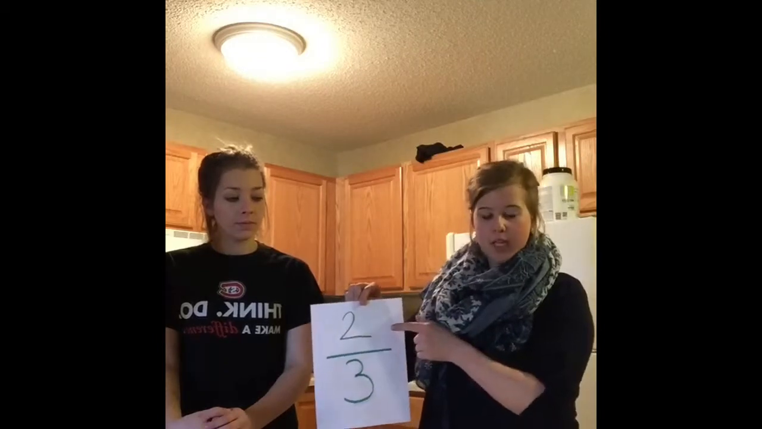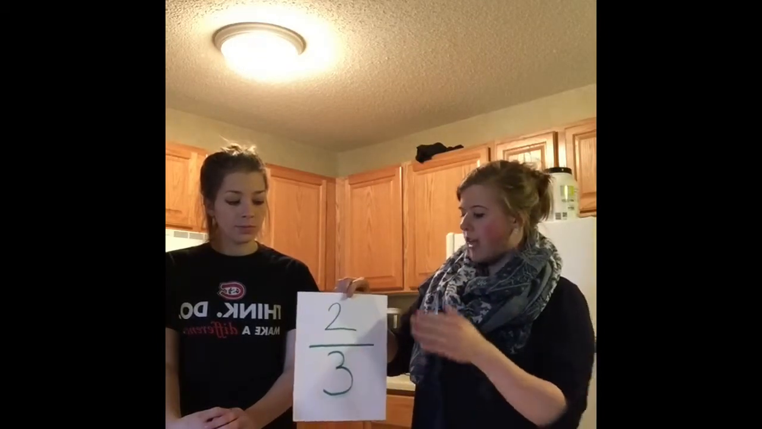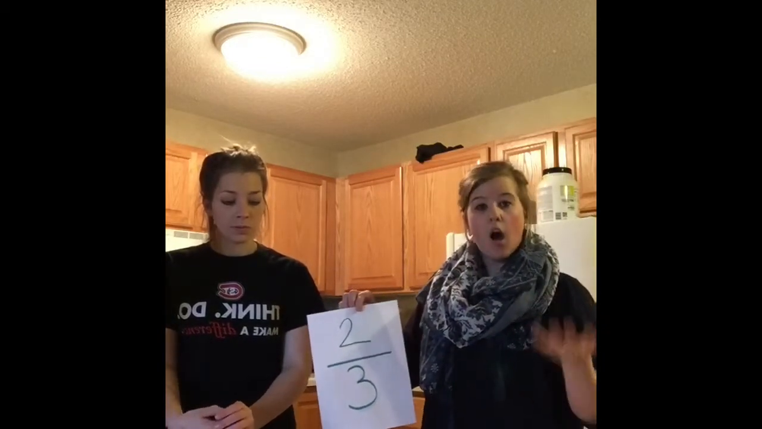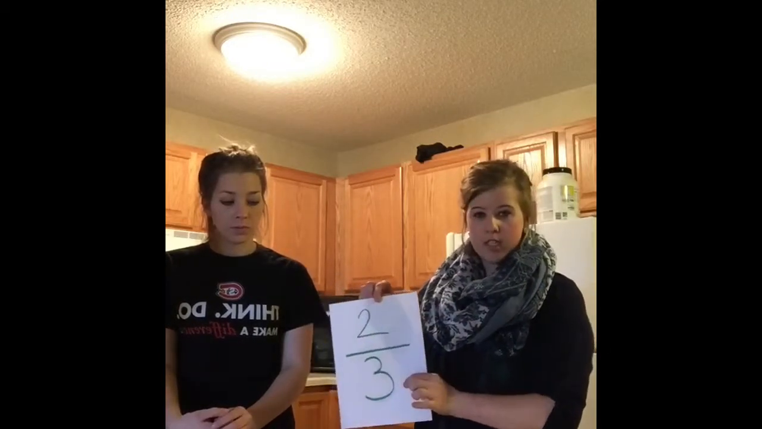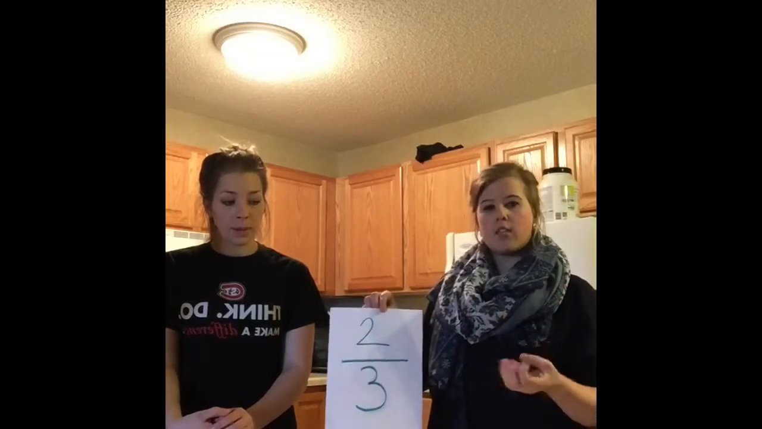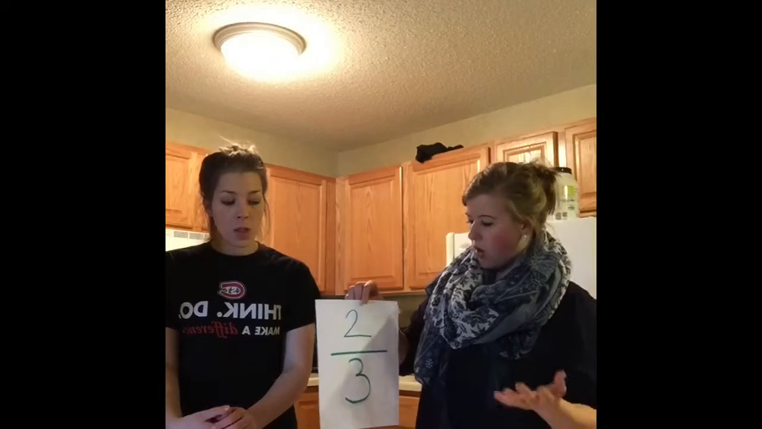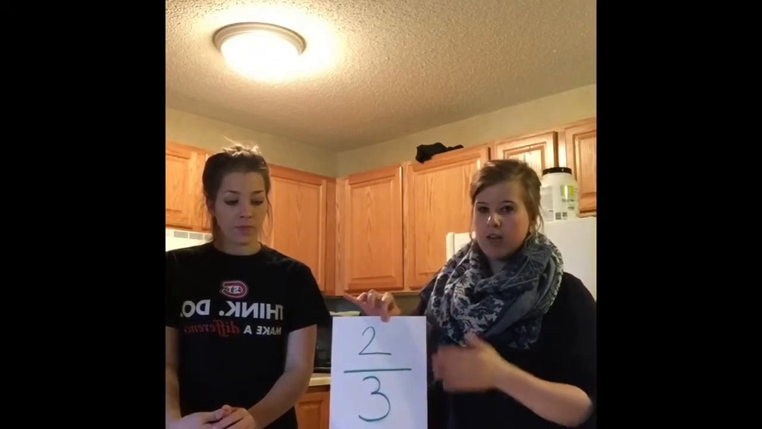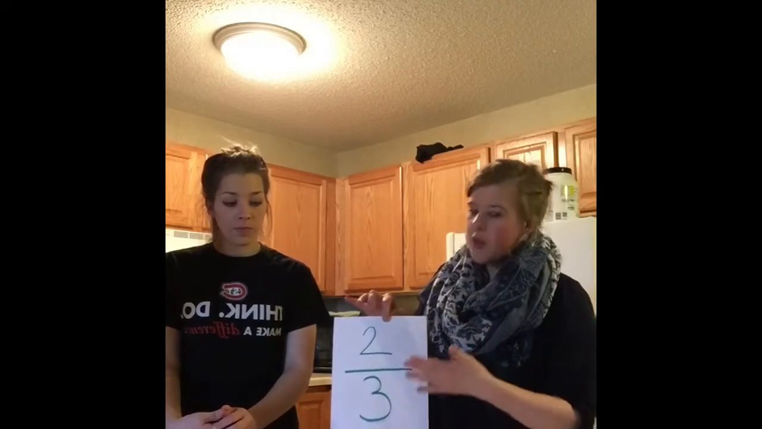So our top number here that we have, a 2, is going to be our numerator. That's always going to be on top, and it's going to be how many parts we have of our whole. So that would mean that our bottom number here is going to be our denominator. That is going to be how many parts of our whole we have total. So given this fraction here, 2 is our numerator and 3 is our denominator. So we're going to have 2 parts of 3.